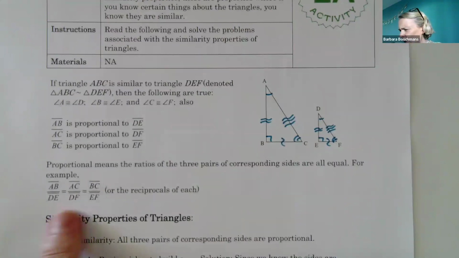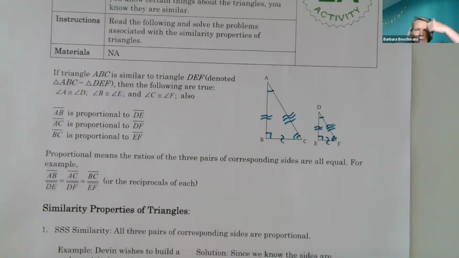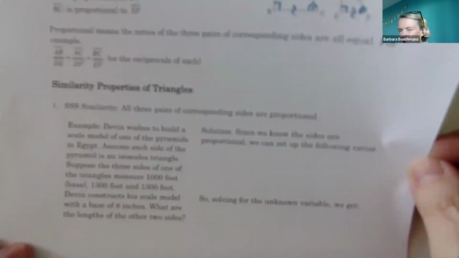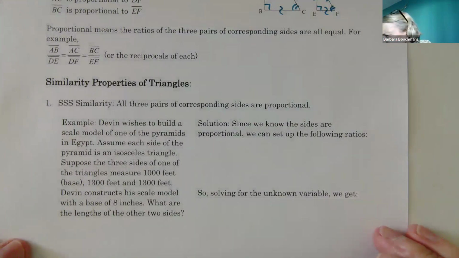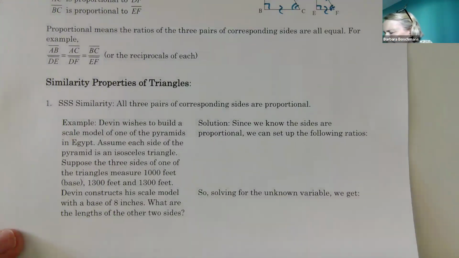And when you look, you can also do reciprocal of sides. You can do ratios within a triangle. We'll look at different ones. There are only three properties for similar triangles. The first one, just like congruence, is side, side, side. And we have an example.